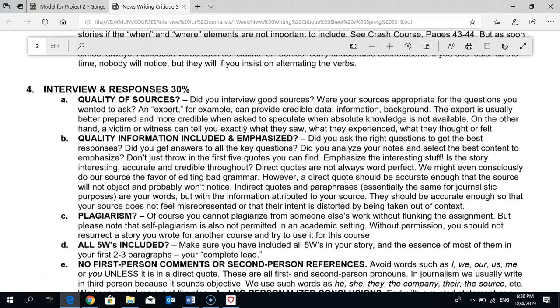Quality of sources. Did you interview good sources? Were your sources appropriate for the questions you wanted to ask? An expert, for example, can provide credible data, information, background. The expert is usually better prepared and more credible when asked to speculate when absolute knowledge is not available. On the other hand, a victim or a witness can tell you exactly what they saw, what they experienced, what they thought or felt. So there's a time for an expert and there's a time for a real person. And you need to understand the difference.